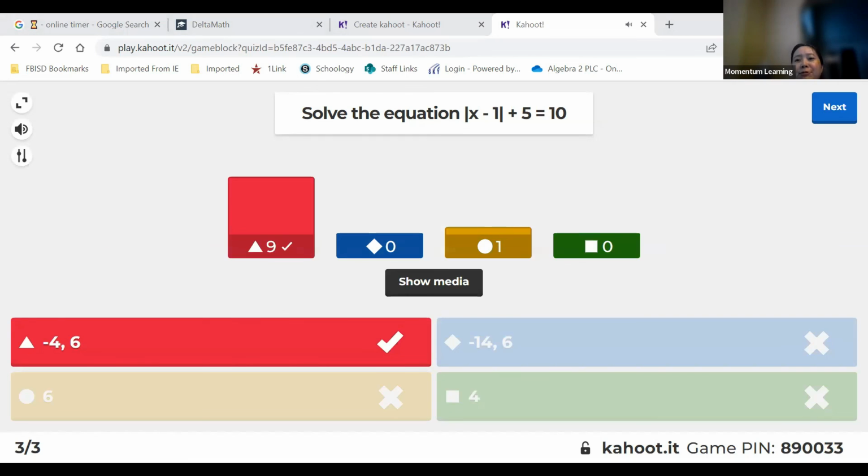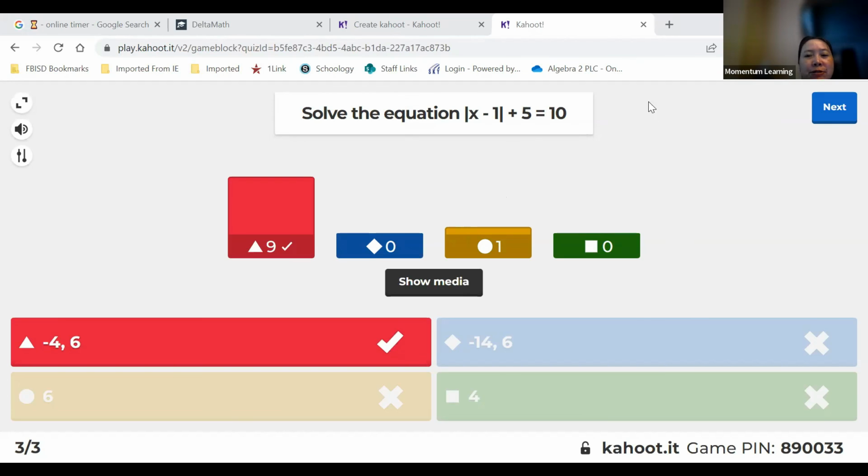Oh, I have students who misclicked. Okay, oh, yeah, see, this time the majority got it correct. So you would subtract 5 first on both sides. So your distance is actually 5. So x minus 5 needs to equal +5 and -5. Okay, then you have two solutions.